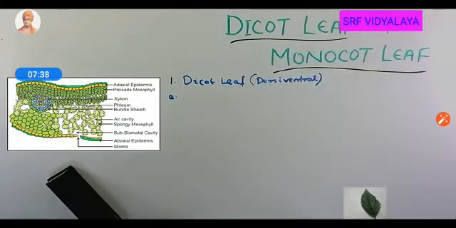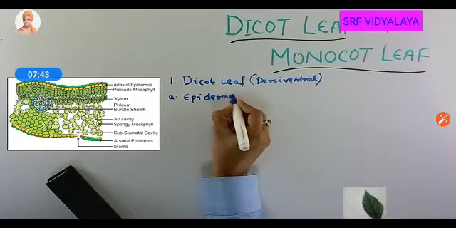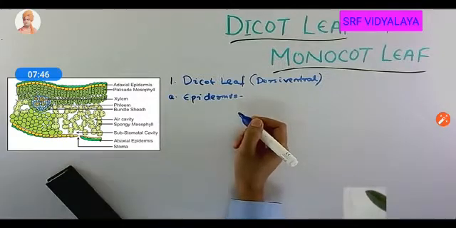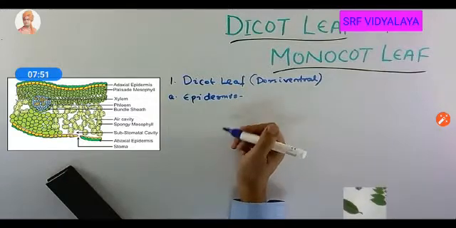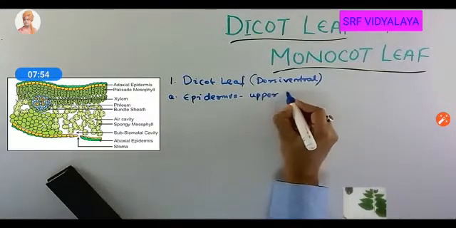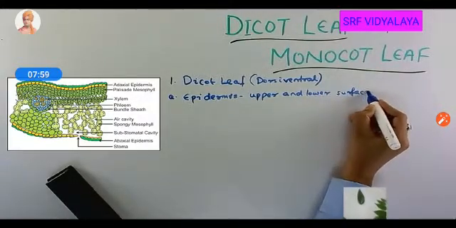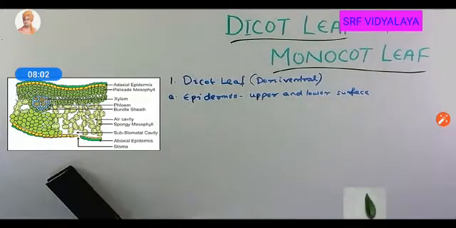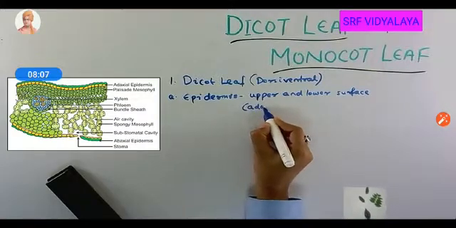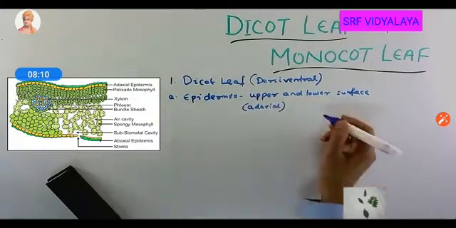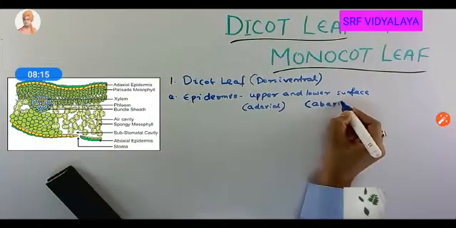There are three structures present in the dicot leaf. The first one is the epidermis. The epidermis of the leaf is different from that of the roots and stem. The leaf epidermis has an upper and lower surface. The upper and lower surfaces of the leaf are covered by epidermis. The upper epidermis is called the adaxial epidermis, and the lower epidermis is called the abaxial epidermis.